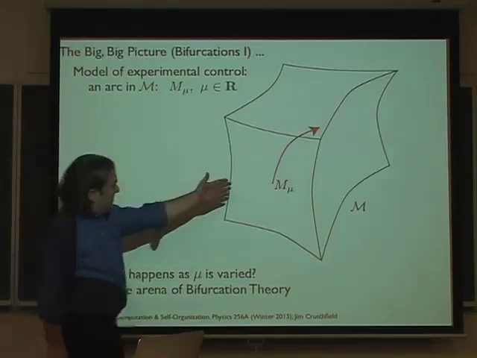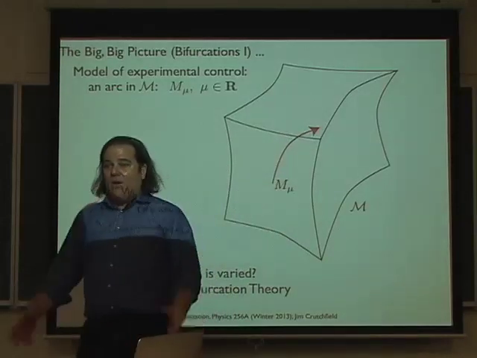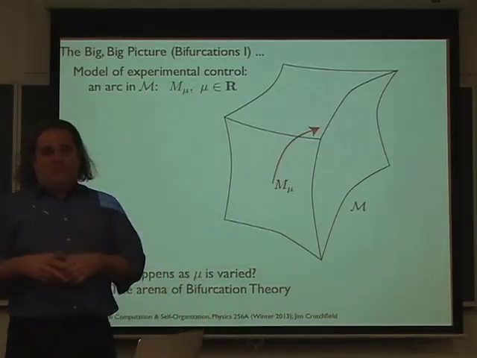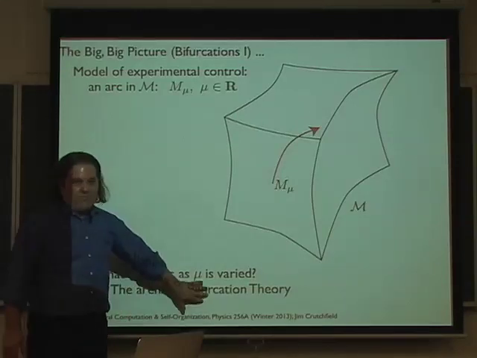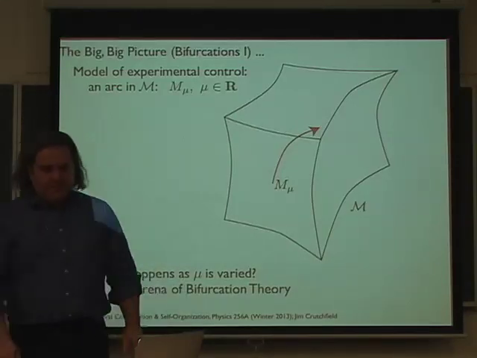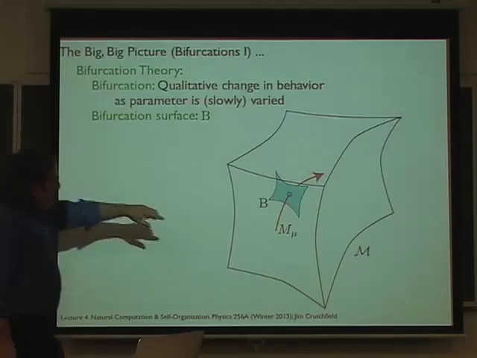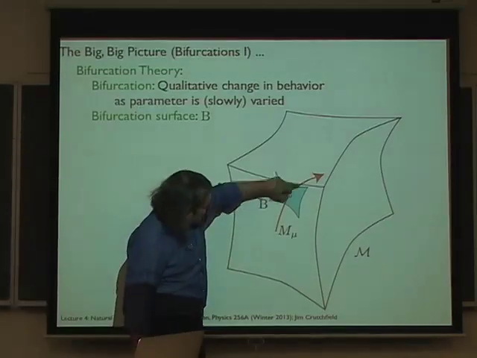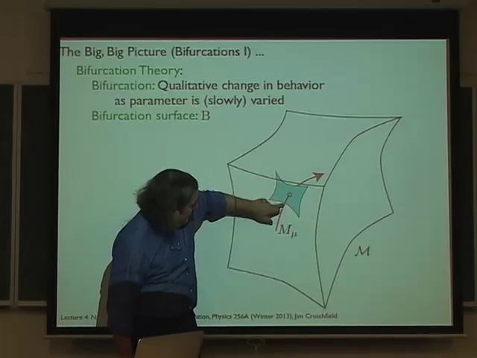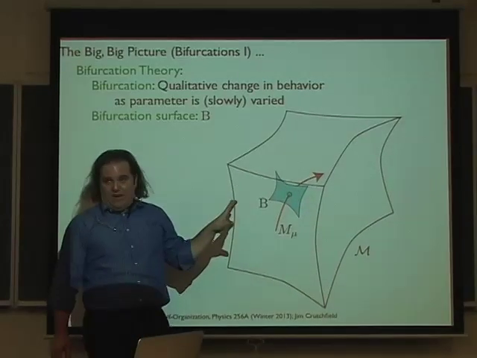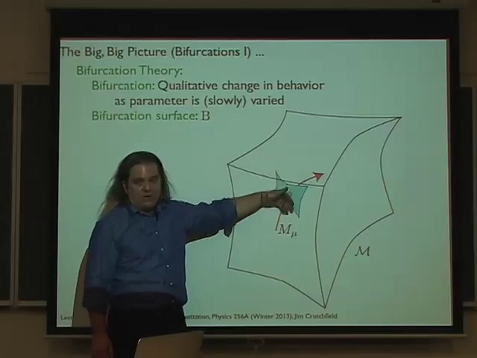And we're interested, as we change this parameter, in how behavior gets modified. So this is the arena of bifurcation theory. So what we're going to say is that as we vary this parameter along this arc, if behavior changes qualitatively, we're going to say that there's a bifurcation.